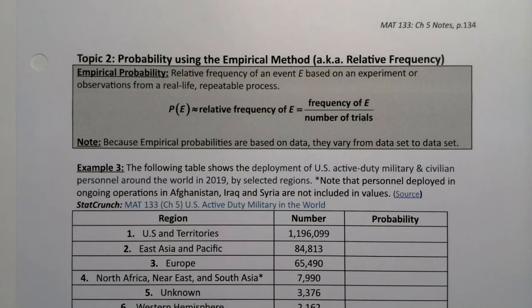So we did the roulette example because it's really basic, but now we want to start learning some other methods of finding probabilities, besides just kind of gut instinct. So the first method we're going to use is the empirical method.